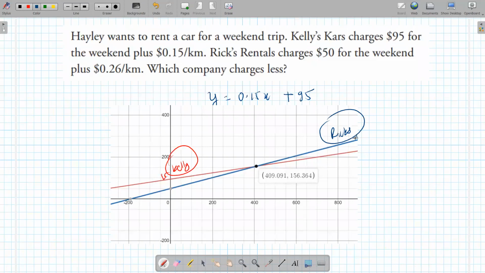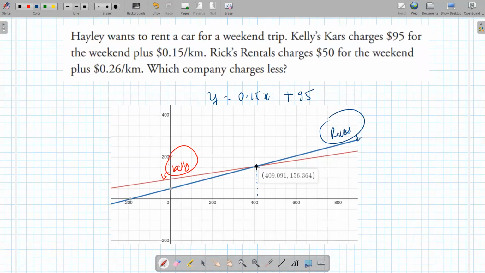How would you answer this question? Which one charges less? The answer isn't as straightforward. There's no one answer. It depends on the kilometers. Notice they meet over here. At this point, their Y values, remember Y is the money, the bill that we're interested in, are exactly the same. That's the POI. So if you're driving 409.09 kilometers, it doesn't matter which one you go with. They're both charging you the exact same amount.